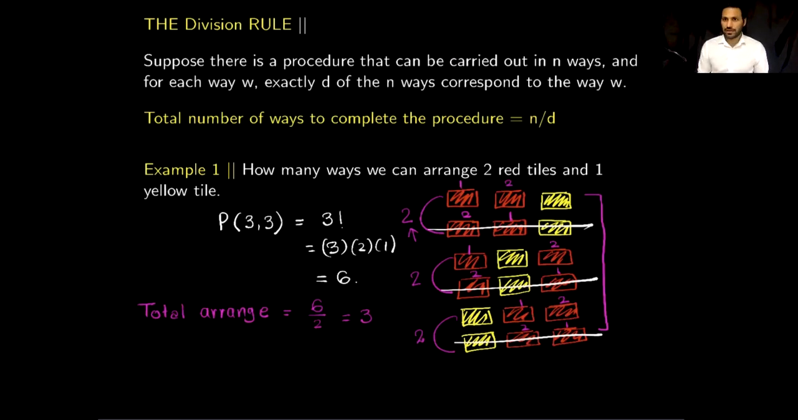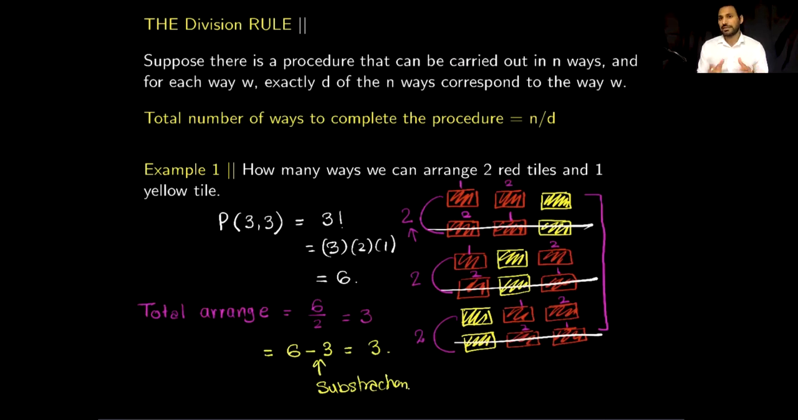Now the question is, why do I use the division rule instead of the subtraction rule? I could have used the subtraction rule, because I know there are three ways which are identical to the ways already present. So I could have done 6 minus 3, which is also equal to 3. So this is by using the subtraction rule.